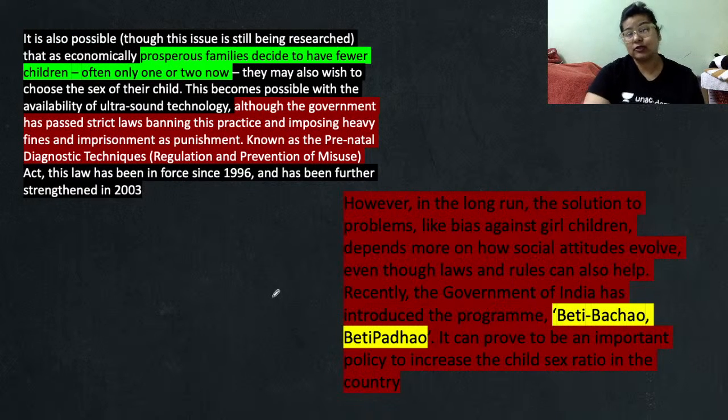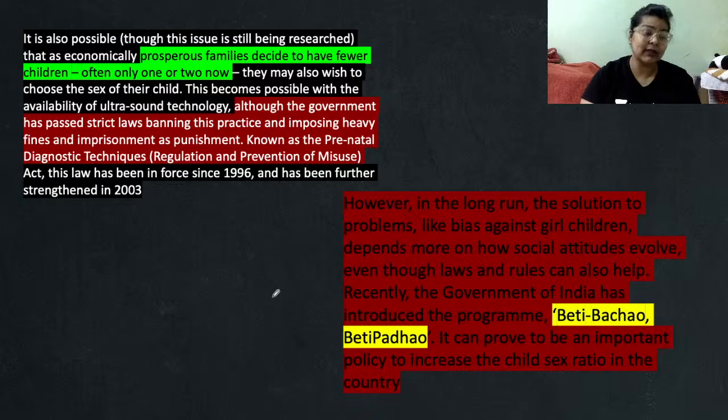To wrap up very soon, in the long run the solution to these problems is to prosper the families, or to have maybe one child or fewer children, family planning, all of it. The Government of India came up with different programs like Beti Bachao, Beti Padhao. This can prove to be an important policy to increase the child sex ratio in the country.